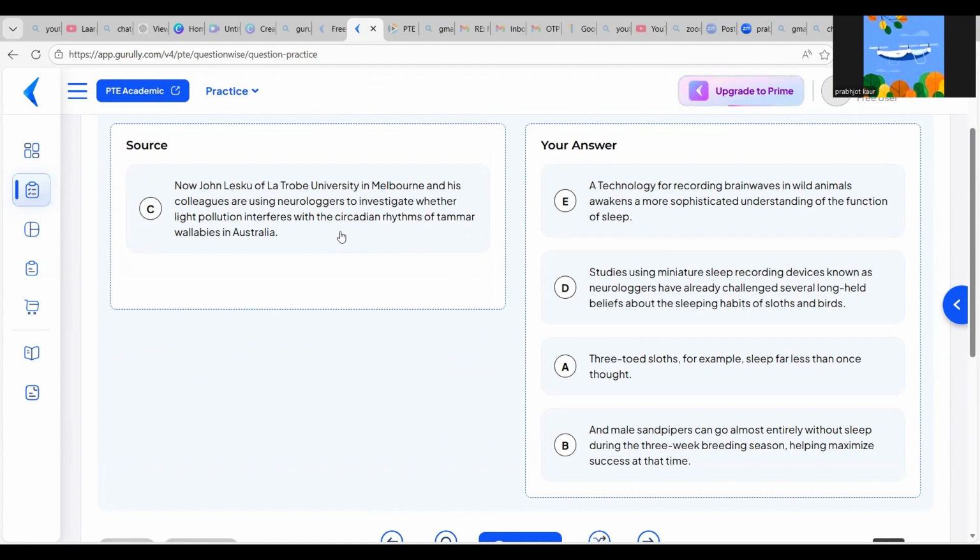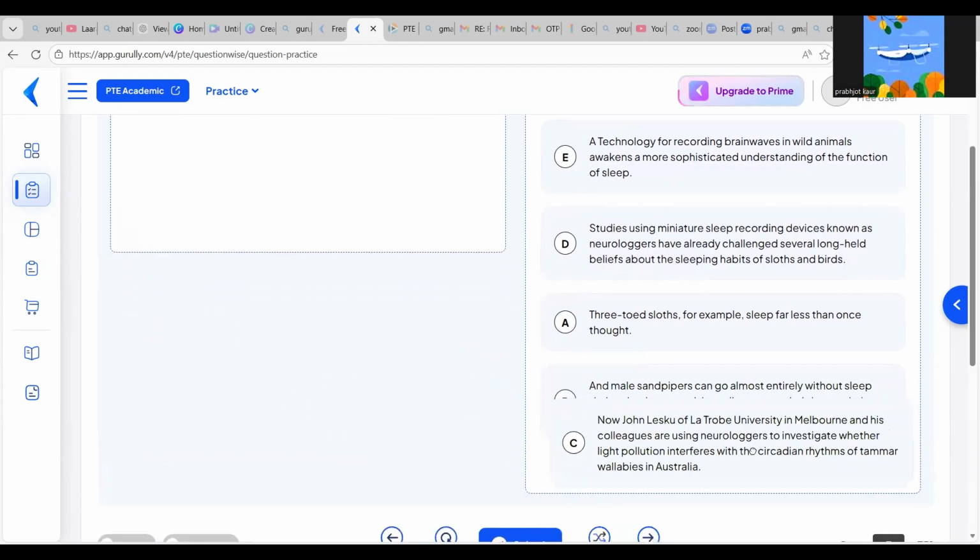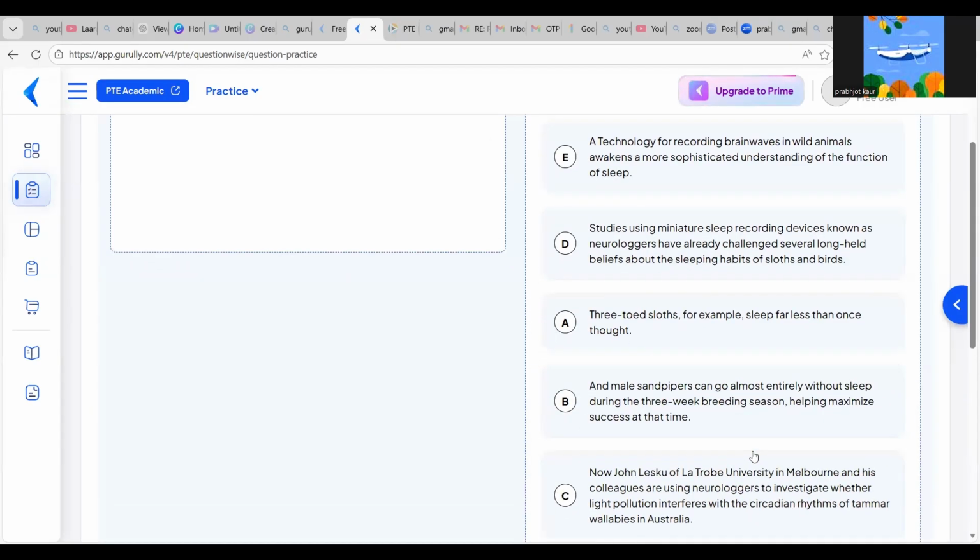It talks about a study, and there the university is mentioned. So this is the last one. You can read here the full paragraph.